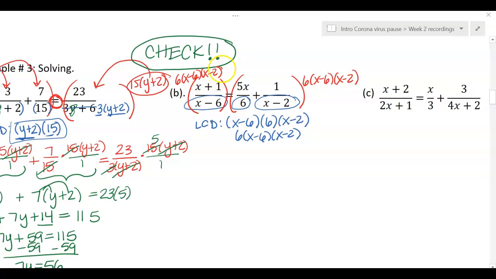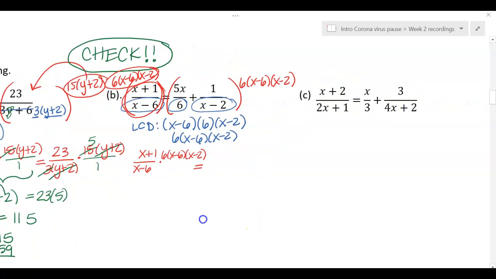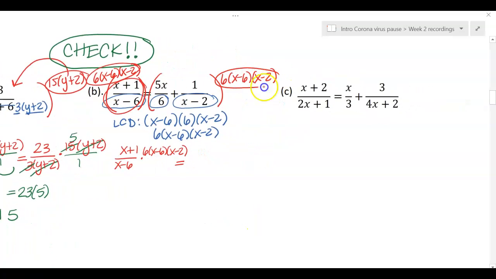Okay, so on the left side, that means this new thing that I'm multiplying by is multiplying the one fraction on the left side. So on the left side, I had x plus 1 over x minus 6. That's now getting multiplied by 6, x minus 6, and x minus 2. On the right side of the equation, this common denominator that I've chosen to multiply through is going to multiply this fraction of 5x over 6 and the other fraction.